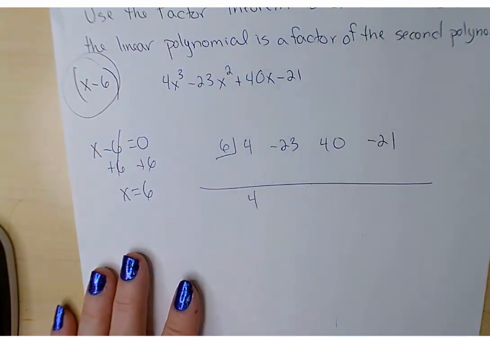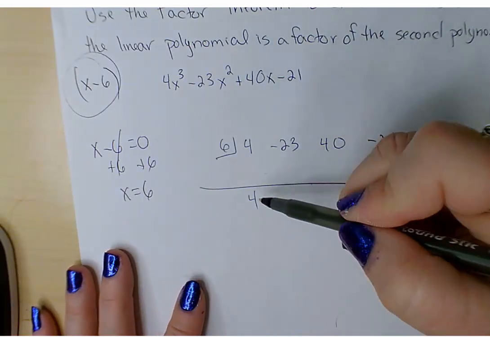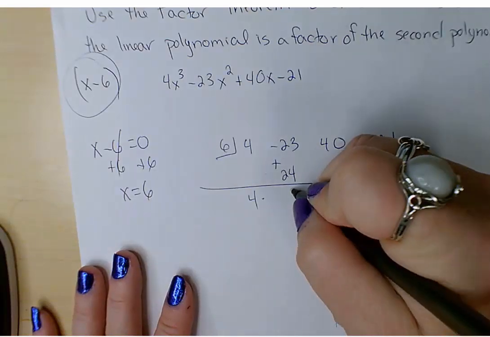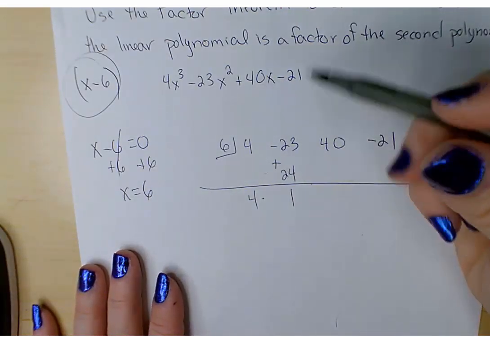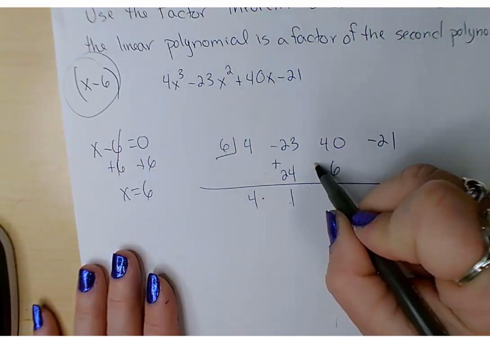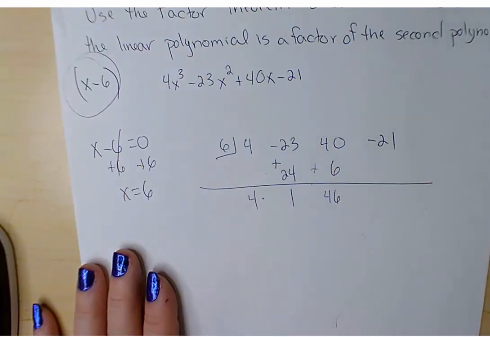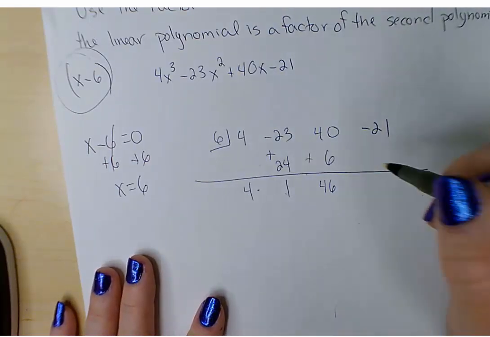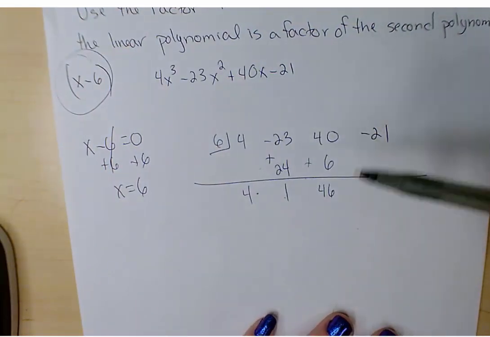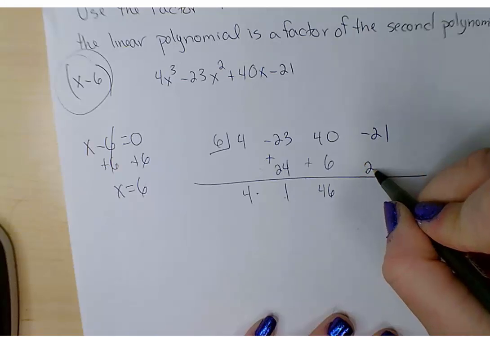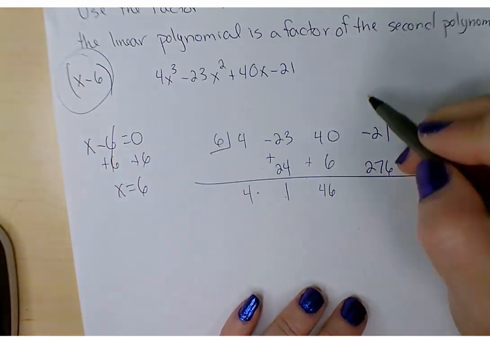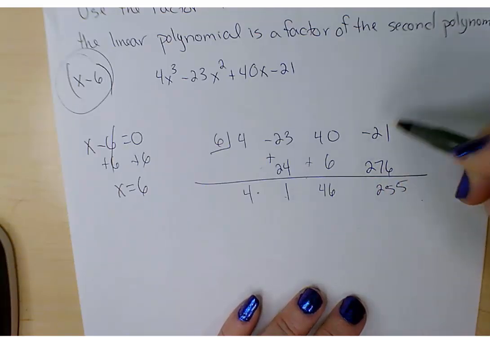Drop down your first number, which is a 4. Multiply. 4 times 6 is 24. Add this column to get a positive 1. Multiply again. 1 times 6 is 6. When we add here, we get 46. Then we need to multiply. 46 times 6 is 276. And when we add that column here, we get 255.